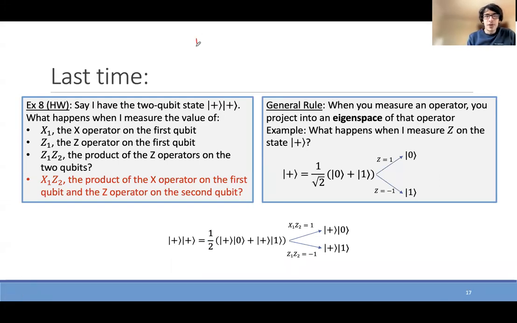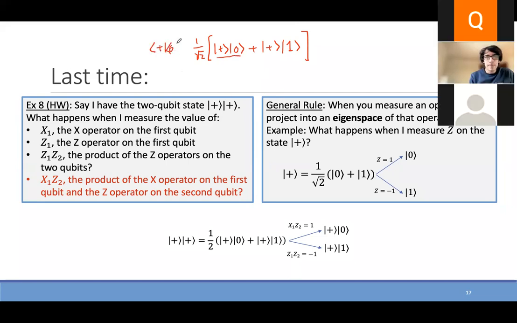Let me write this out. So we have our wave function 1/√2 (|+0⟩ + |01⟩). And if I want to know the probability of measuring this state, what I do is I take the inner product with |+0⟩. And then I'm going to take this at absolute value squared.